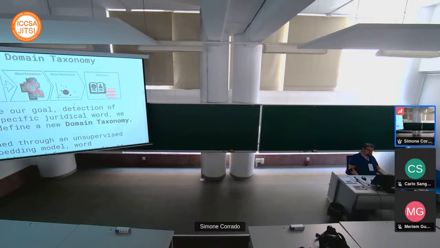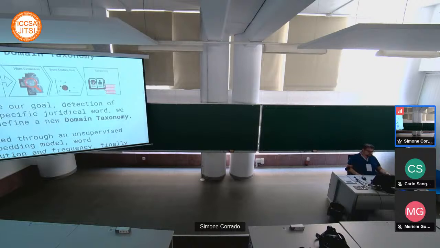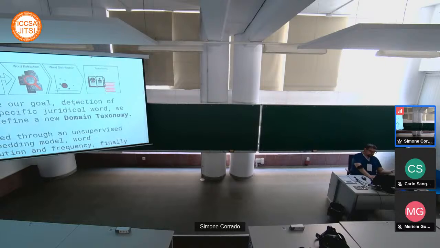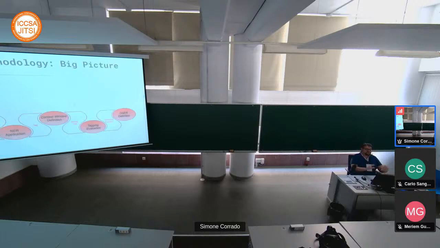What is a domain taxonomy? It is defined for a specific field. The specific field in this case was the juridical field, and the specific language was Italian. So we define this kind of taxonomy, and I will show you an example of it in the case study. And this is the big picture of our methodology.